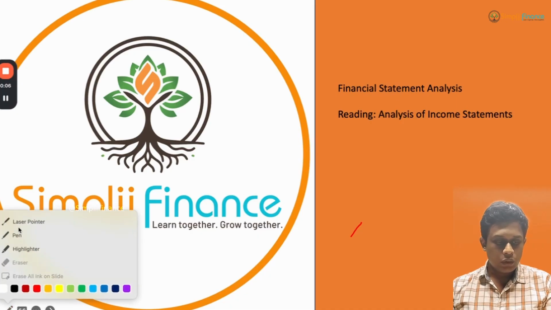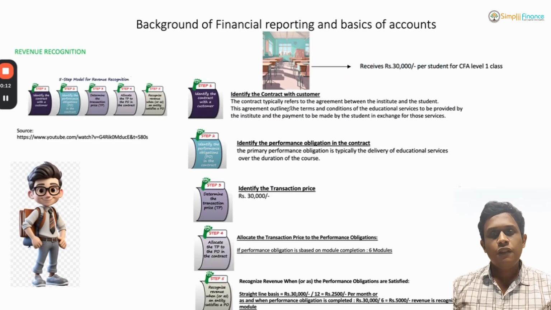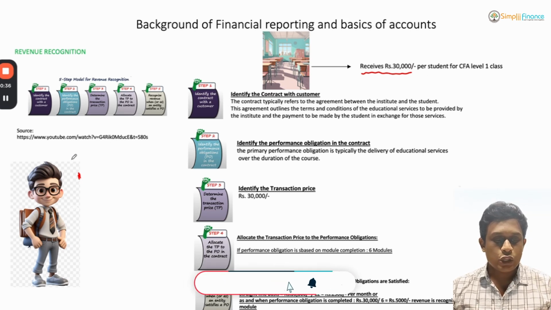So the first LOS is on revenue recognition principles, and this is based on IFRS. We have totally 5 steps in revenue recognition, and let's look at that for an example. So here we have a lovely student who wants to join our academy for CFA coaching, and we are expecting from him 30,000 rupees for the entire CFA level 1 coaching. So the first step is to identify the customer. In this case it is our student.